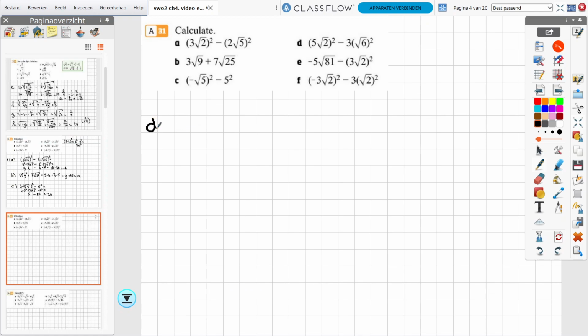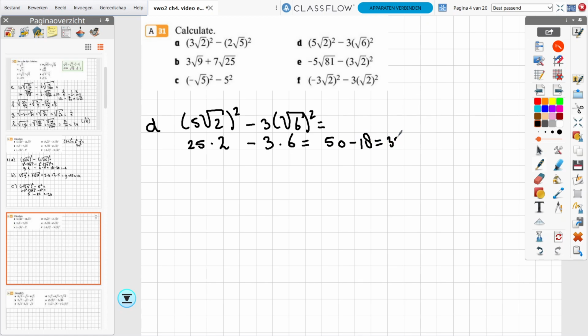And now I'm going to do D without writing down that intermediate step. Let's see if we can do that. So 5 root 2 squared means I square 5 and I square root 2. 5 squared is 25. Root 2 squared, the root and the square cancel each other out. So you can just immediately write down this, if you so prefer. The 3 is outside the bracket, so it's not squared. The root 6 is squared. Root and square cancel each other out. So you have this. You get 50 minus 18 is 32.